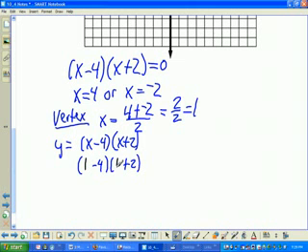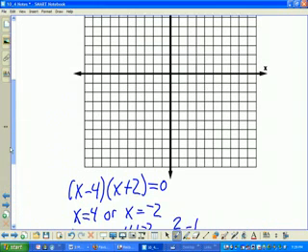So x gets 1 minus 4 times 1 plus 2. 1 minus 4 is negative 3. 1 plus 2 is positive 3. So that's y equals negative 9. So my vertex is at 1 and negative 9. So now I'm going to plot my points.